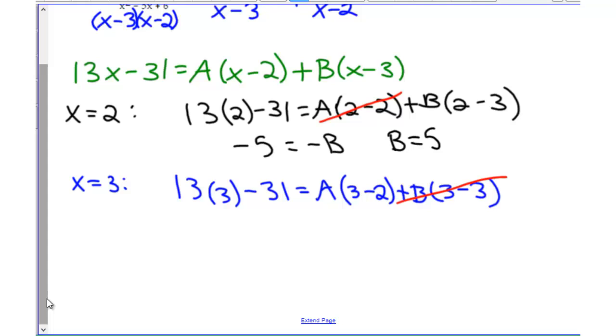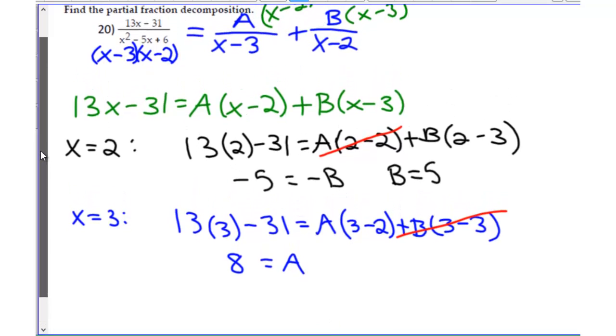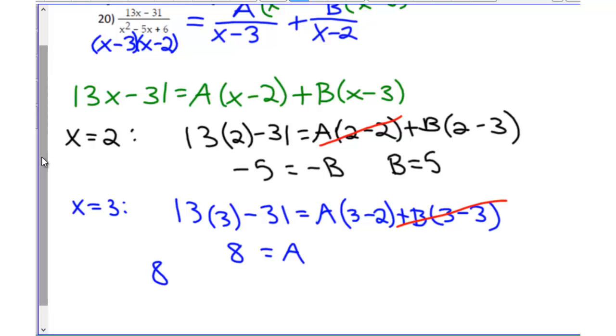3 minus 3 is 0, so that goes away. So this is 39 minus 31, which is 8, equals A, and then we need to write it out. So it's 8 over x minus 3, plus 5 over x minus 2.